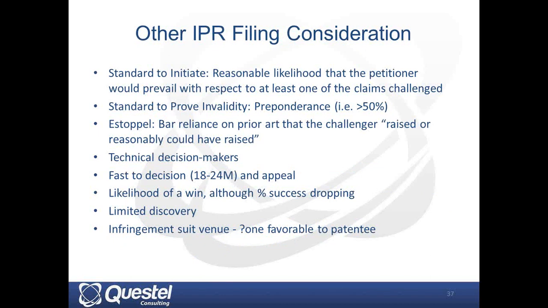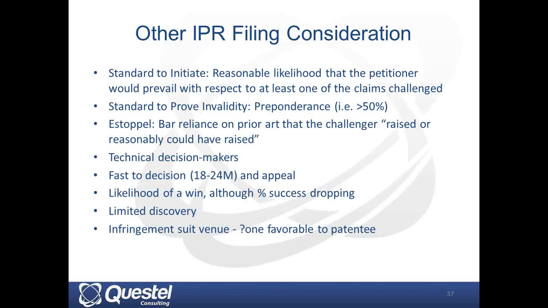Other IPR filing considerations, and this is just a short list of some of the key elements to filing IPRs. The standard to initiate the IPR is that there needs to be a reasonable likelihood that the petitioner will prevail with respect to at least one of the claims challenged. The standard of proof is more of a preponderance standard, so it's greater than 50% likely that the patent will be held invalid, rather than, again, the clear and convincing standard.